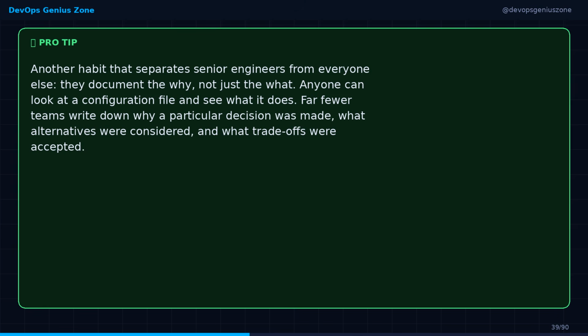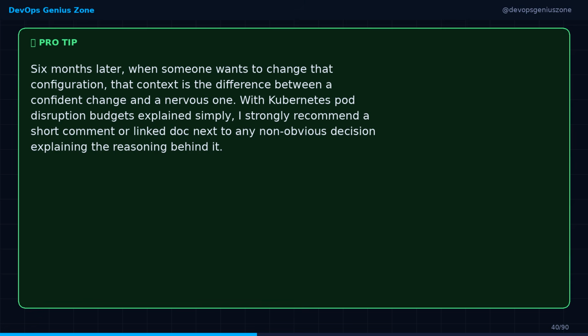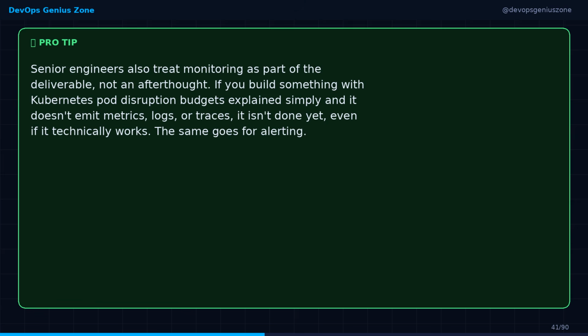Senior engineers also treat monitoring as part of the deliverable, not an afterthought. If you build something with Kubernetes Pod Disruption Budgets Explained simply and it doesn't emit metrics, logs, or traces, it isn't done yet, even if it technically works. The same goes for alerting. A senior engineer doesn't just want to know something broke, they want to know it broke before a customer notices, and they want the alert to point clearly at the likely cause instead of just saying something is wrong somewhere.